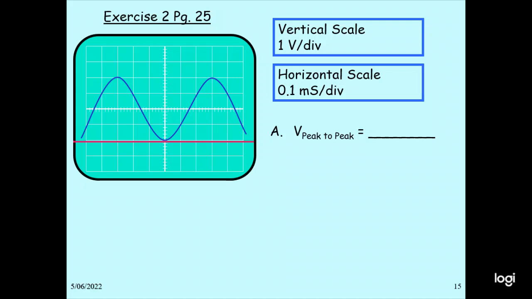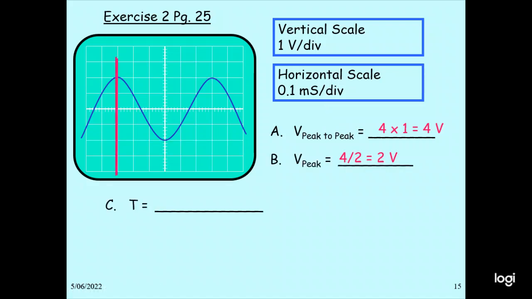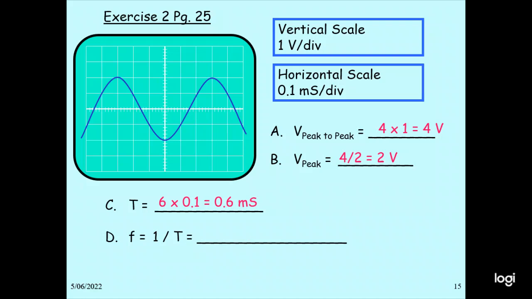So we have to find the peak-to-peak voltage. This is the peak-to-peak, which is 4 multiplied by 1, so 4 volts. The peak voltage is 4 divided by 2, which is 2 volts. Time period is 6 multiplied by 0.1, which is 0.6 millisecond. Frequency is 1 by T, equal to 1 by 0.6 milliseconds, and you get the frequency.